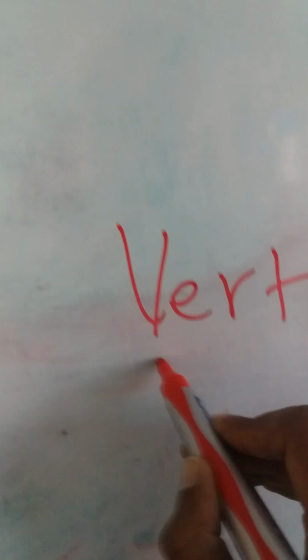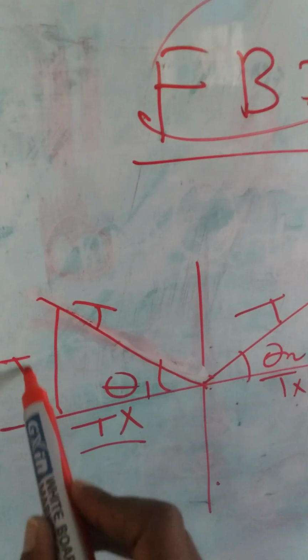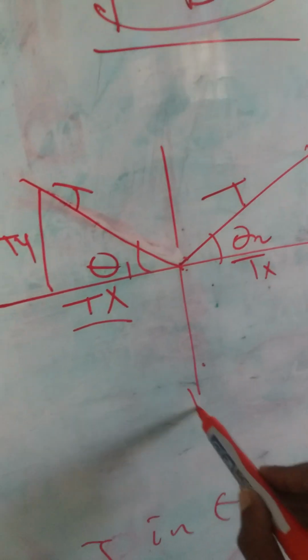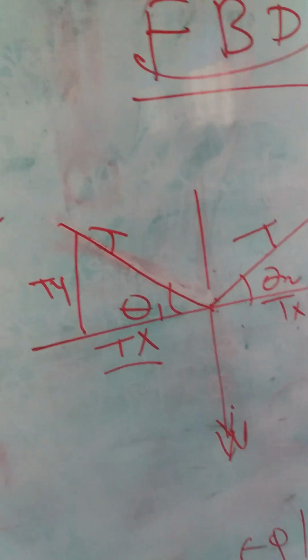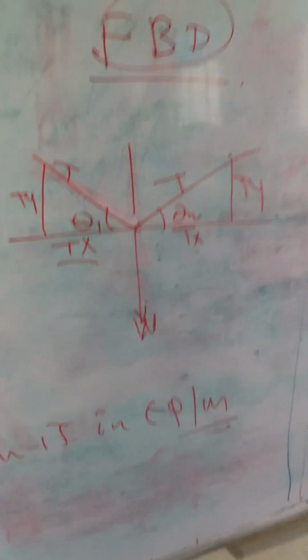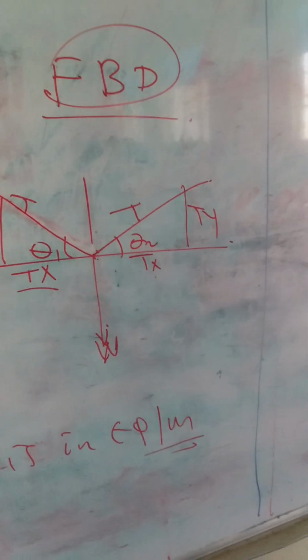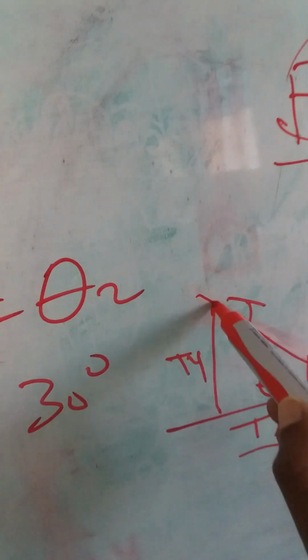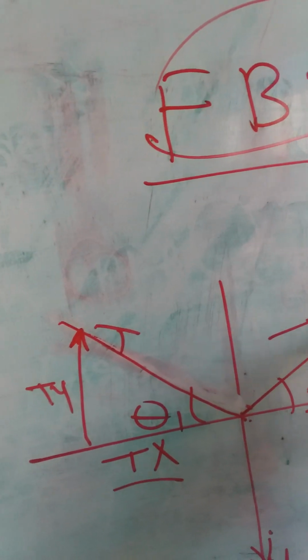Now let's proceed to vertical forces. The vertical forces here are Ty and Ty. This is the weight, which is downward. As we know, weight always acts downward toward the center of the earth. So these tensions are in the upward direction.